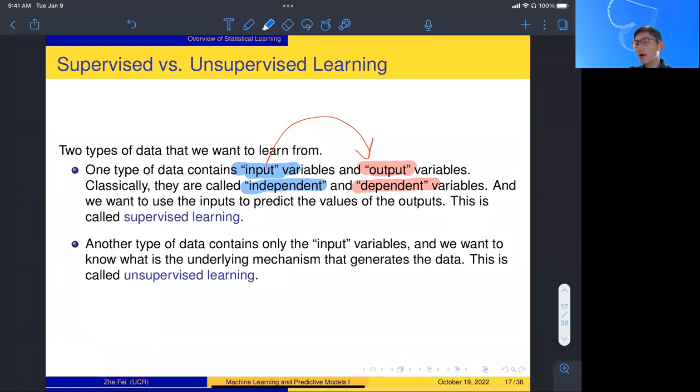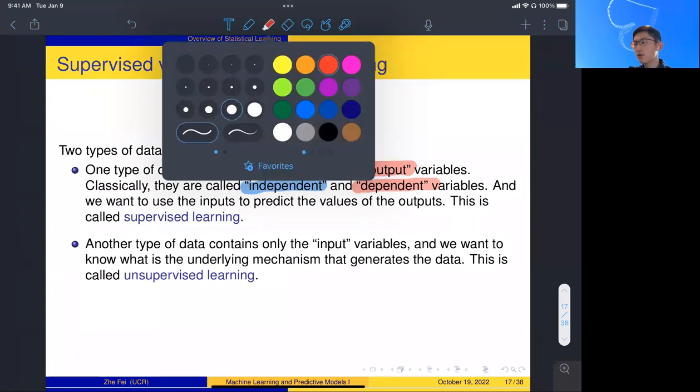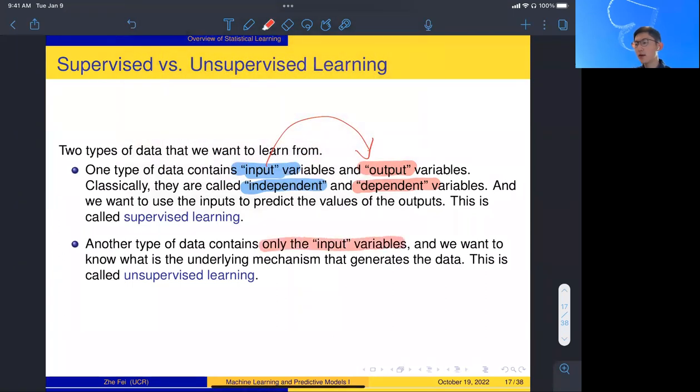And then for unsupervised learning, essentially we have only the input variables. So that's what we mean by unlabeled data, that we do not have the output variables.